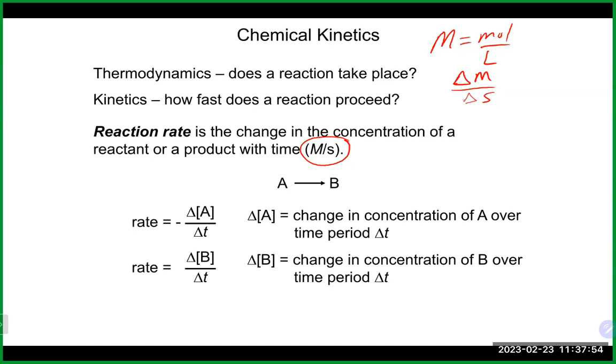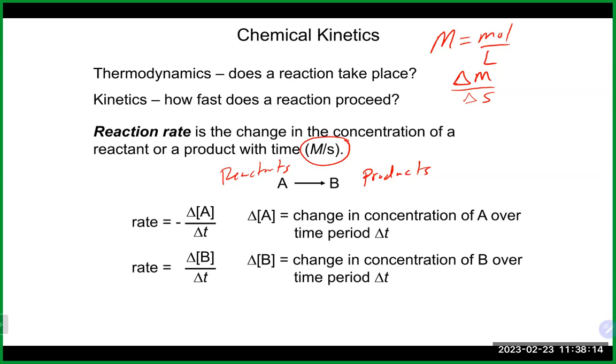When we look at a reaction such as this, A goes to B, A is our reactant and B is our product on this side. Obviously the reactants are our starting materials in a chemical reaction. The products are what is formed as a result of the chemical reaction.